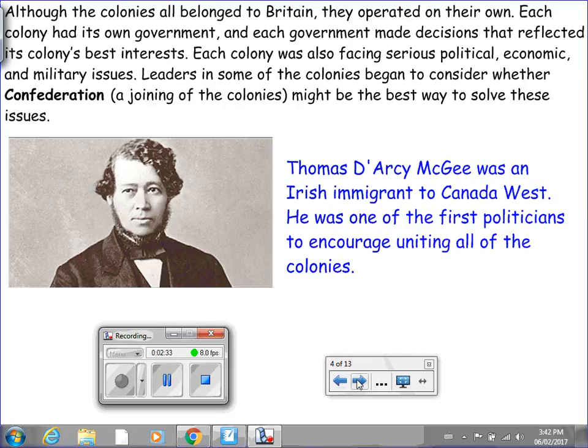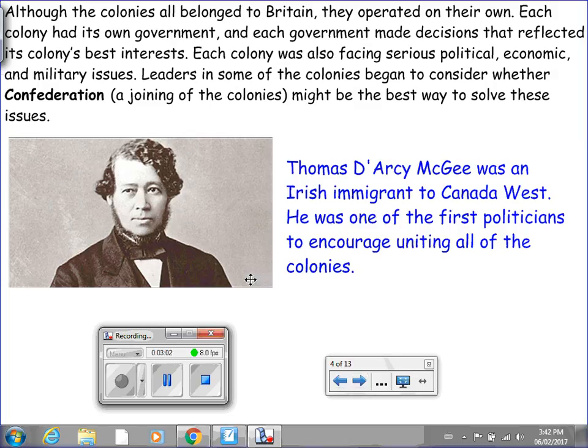Although the colonies all belonged to Britain, they operated on their own. Each colony had its own government, and each government made decisions that reflected its colony's best interests. Each colony was also facing serious political, economic, and military issues. Leaders in some of the colonies began to consider whether Confederation, a joining of the colonies, might be the best way to solve these issues.